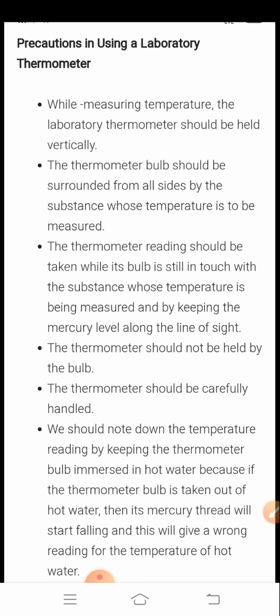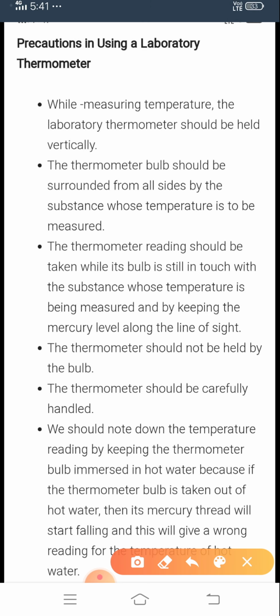But in the clinical and laboratory thermometer, the precautions are a little bit the same. So what are the precautions in using a laboratory thermometer? Let us see. The first one: while measuring temperature, the laboratory thermometer should be held vertically.